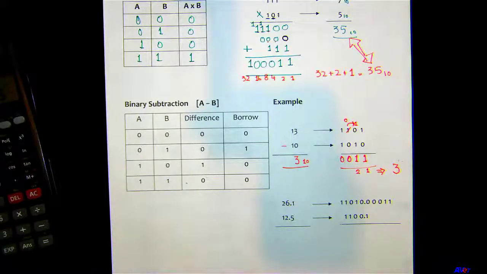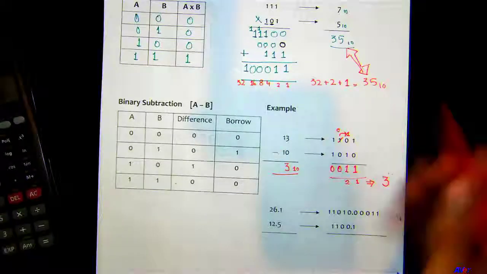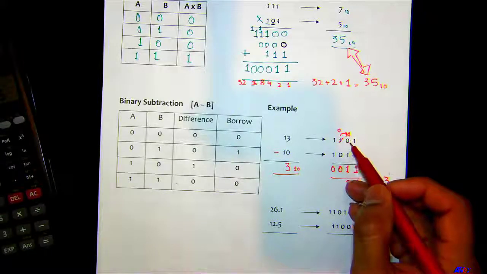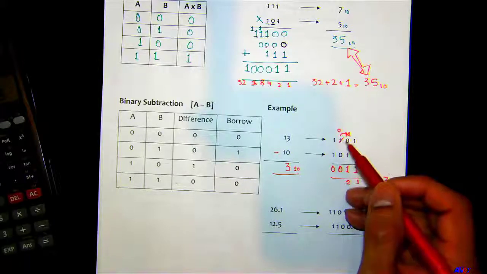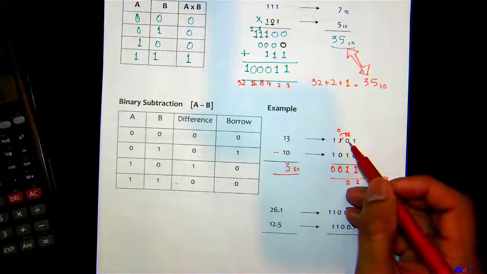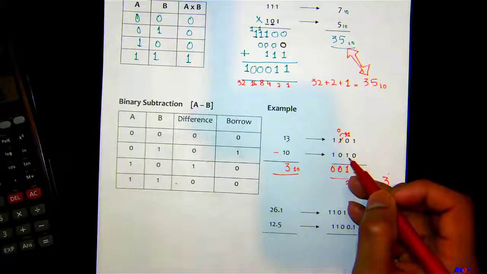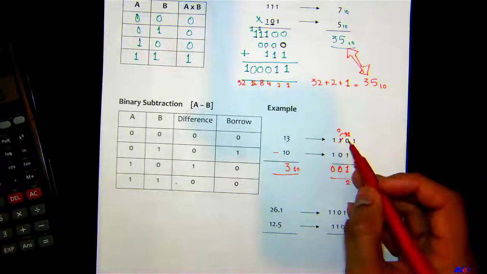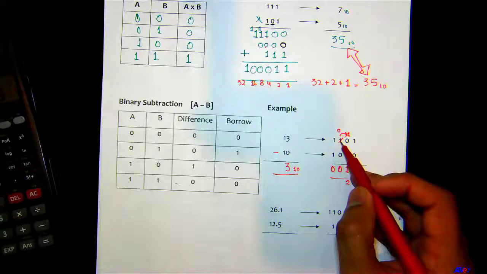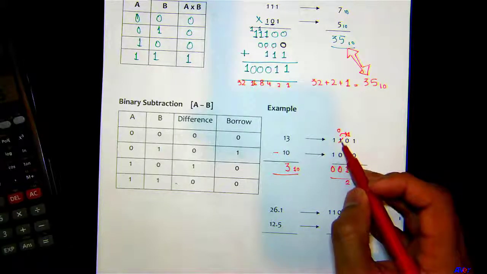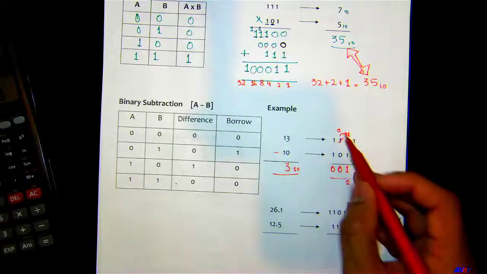Now, let me go back. So, moving on to the second bit. When I was doing the 0 minus 1, because 0 is smaller than 1, I had to take a borrow from the next significant bit, which was 1. When I borrow this 1, this turns into 0, right? And this 1 goes here.